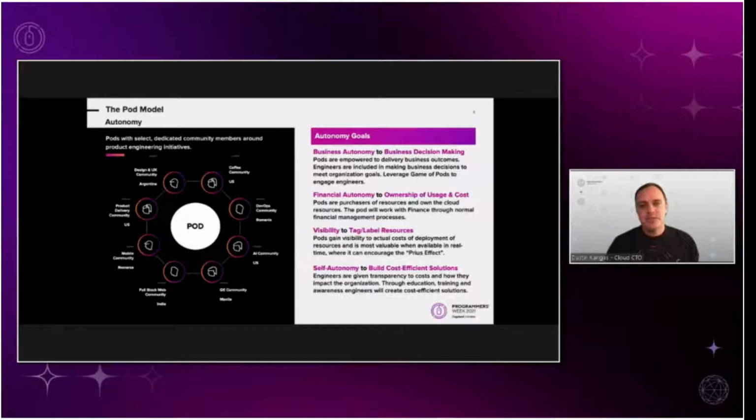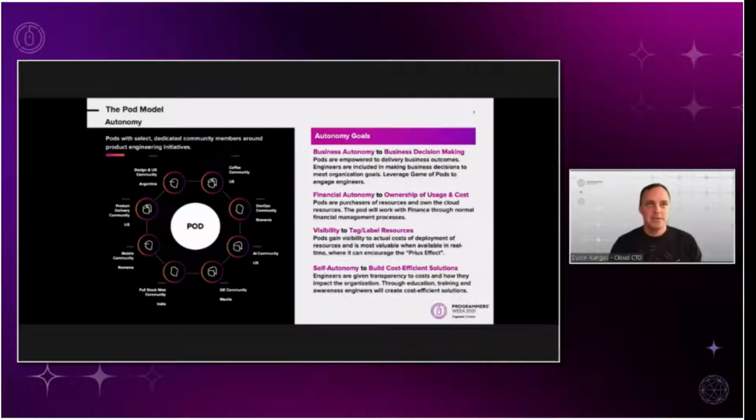The first piece of this is just business autonomy. This is empowering our pods to make business decisions, to produce business impacts. And when our engineers are involved in making the business decisions, they have ownership of those decisions. And with that ownership comes a sense of pride. Then we can use tools like Game of Pods to gamify what those business decisions are, what the metrics are that we're trying to measure, to really engage pods to do better delivery and to understand cost as part of the delivery process.